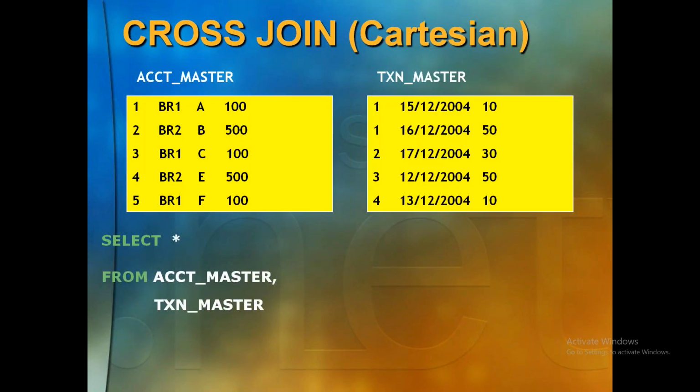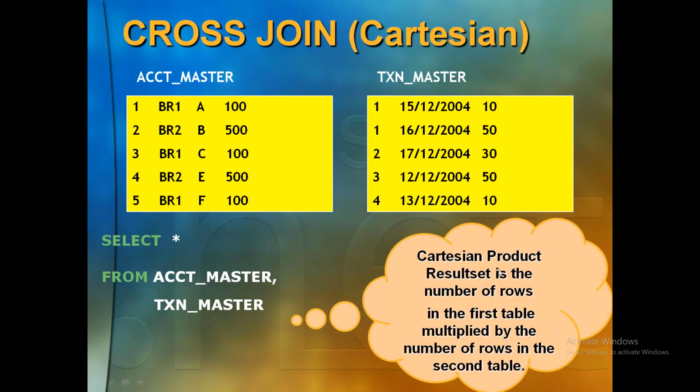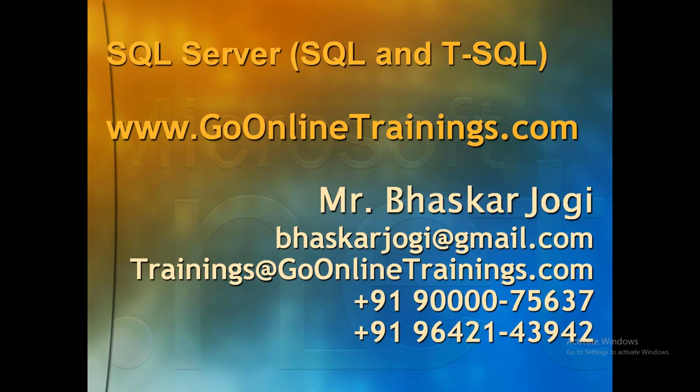So what is a cross join? A cross join always gives you a Cartesian product. The result set is the number of rows in the first table multiplied by the number of rows in the second table. Number of rows: 1, 2, 3, 4, 5 and 1, 2, 3, 4, 5. 5 into 5, 25 rows you will get. Cross join, or Cartesian product, is used in many cases in real time. Clear? One more thing is left, that is self join, which we'll discuss tomorrow.